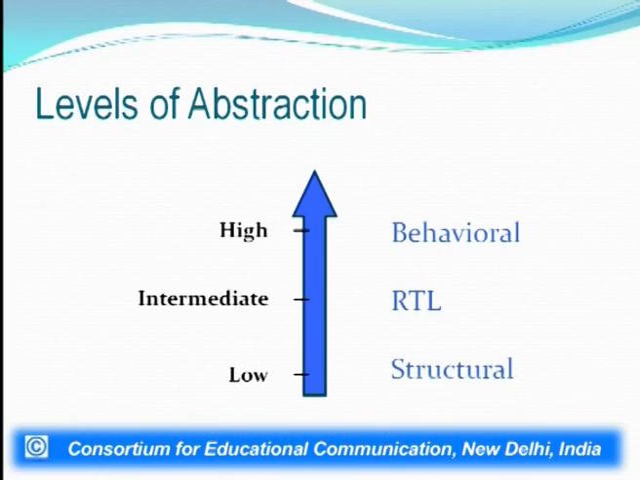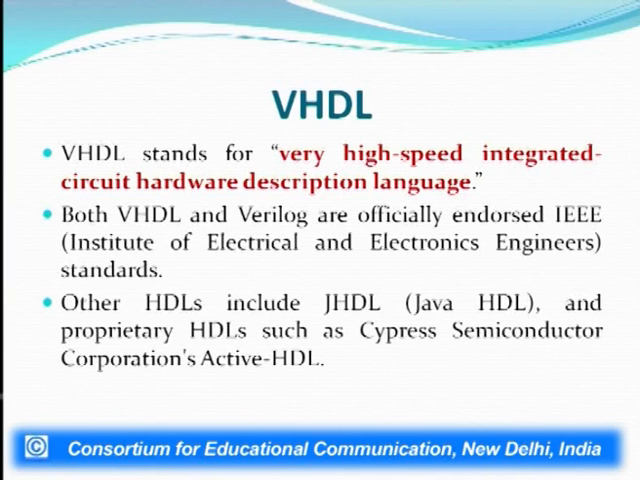Now, there are different levels of abstraction that are encountered when we are discussing the HDLs. The structural level is the lowest level of abstraction. The intermediate level is the RTL level, and the highest level of abstraction is provided by the behavioral type of programming. Besides that, the abstraction levels vary depending upon the kind of HDL that I am considering. So today I will be focusing mostly on VHDL, and accordingly the levels of abstraction available in VHDL will be discussed as we move forward.